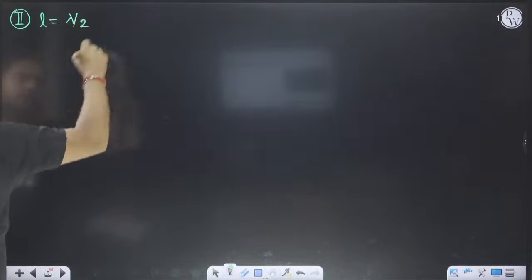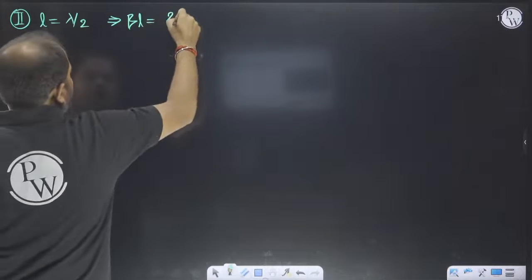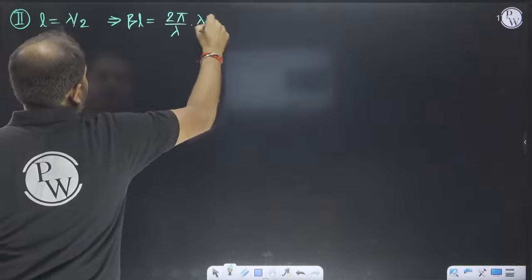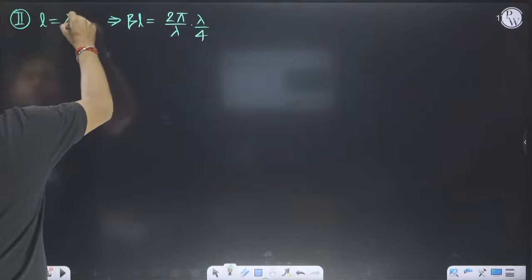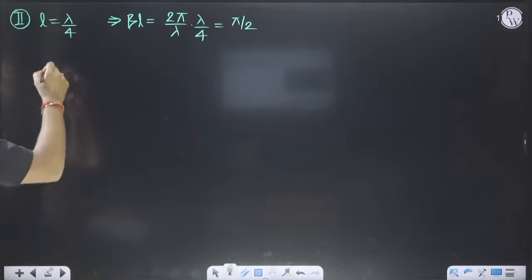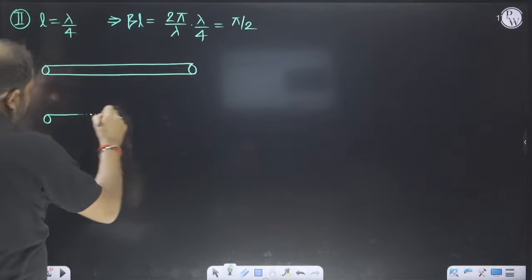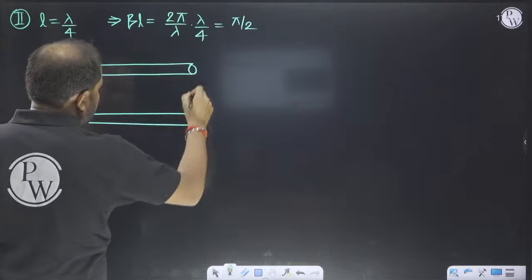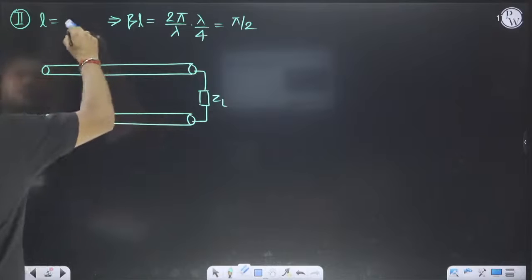So the second length is L equal to lambda by 4. In that case beta L will be equal to 2 pi by lambda into lambda by 4. So it will be pi by 2. So this one is pi by 2. Then this length is known as quarter wavelength length. I will write it down like this also. Sorry for that.